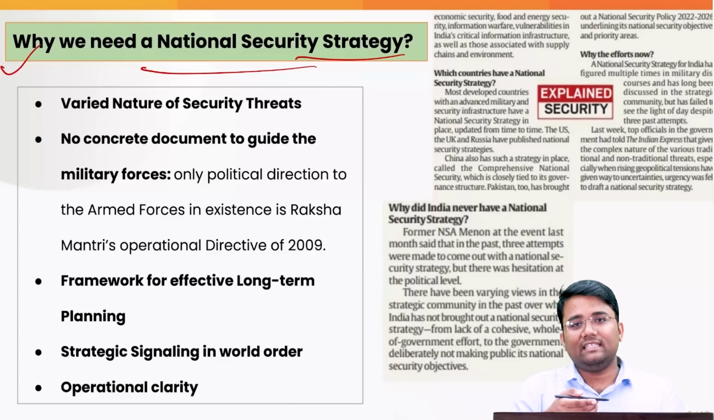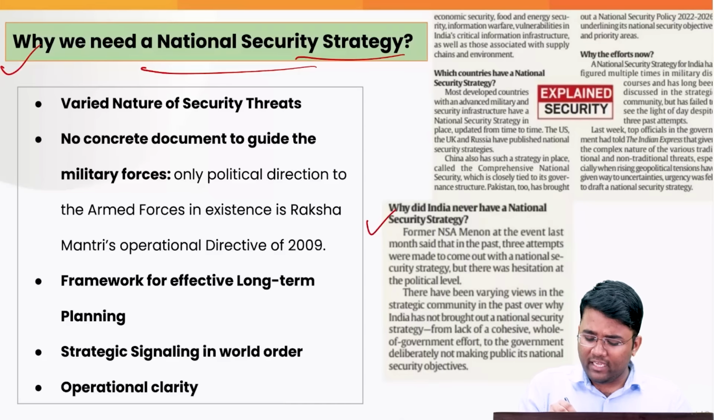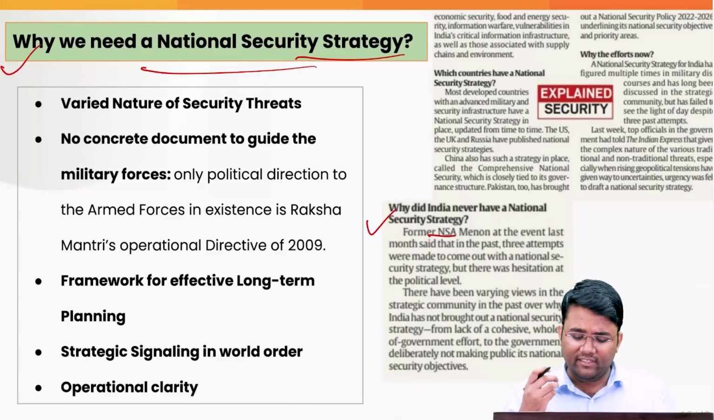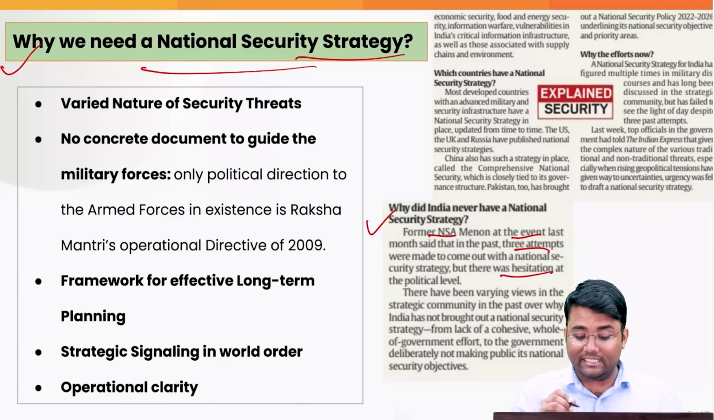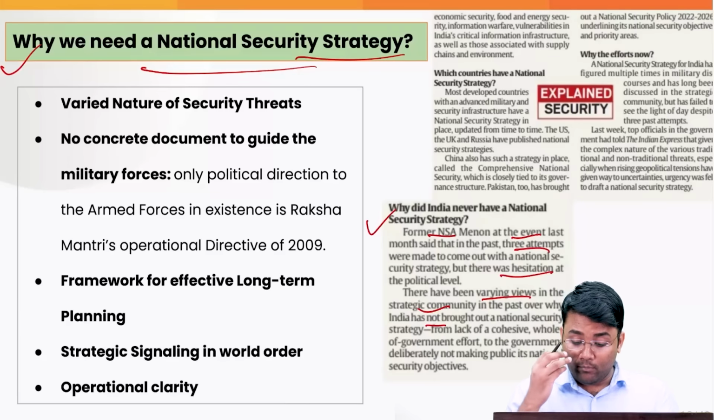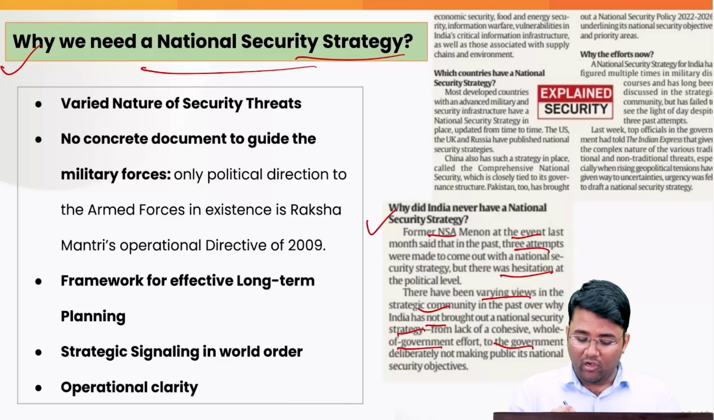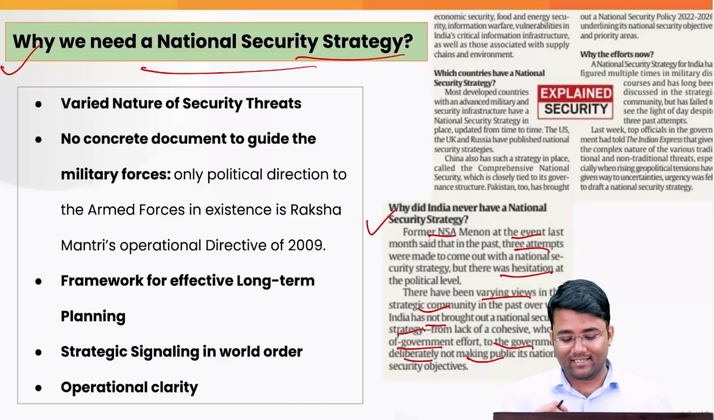Before looking into this answer, let's try to find out why we actually haven't had any national security strategy till now. As mentioned by former national security advisor Menon, at an event last month, he said that there were three attempts made to come out with a national security strategy, but there was hesitation at the political level. There have been varying views in the strategic community in the past over why India has not brought out a national security strategy, from lack of a cohesive whole-of-government effort to the government deliberately not making public its national security objectives.